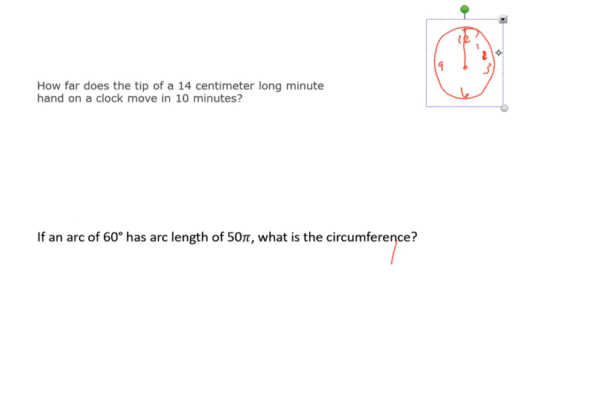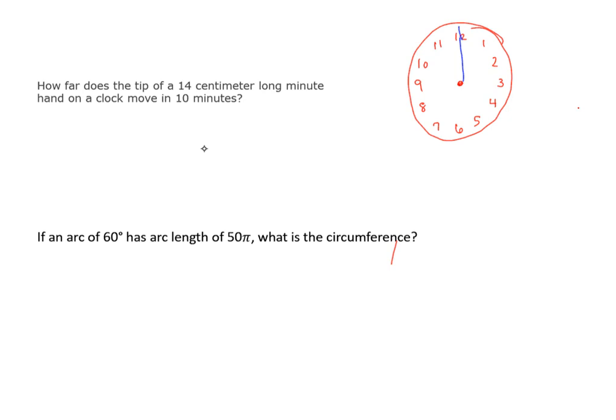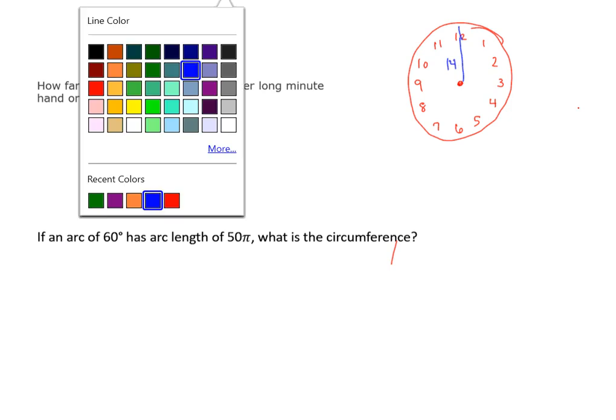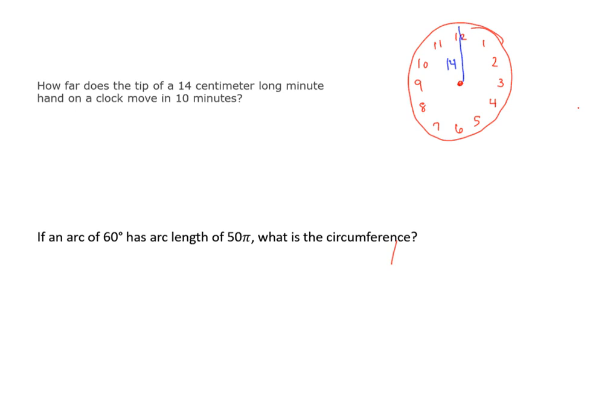Should have drawn a better picture. Okay, ta-da, my picture improved magically. A 14 centimeter long minute hand. So we're going to pretend like that's the radius of this circle, and it's going to be 14 right there. Then it wants to know how far does the tip move on a clock in 10 minutes.